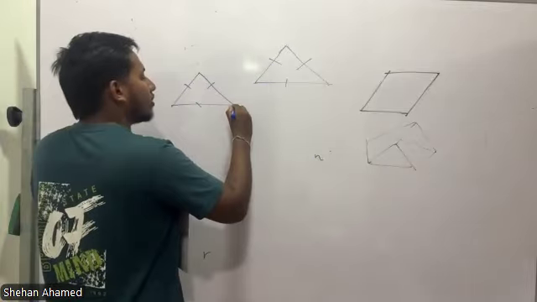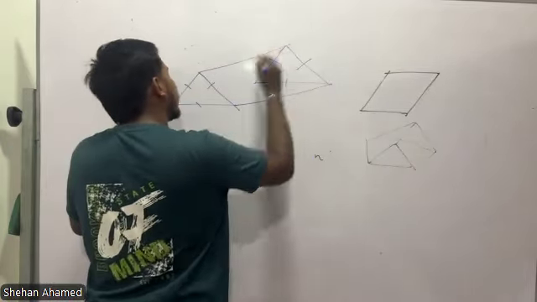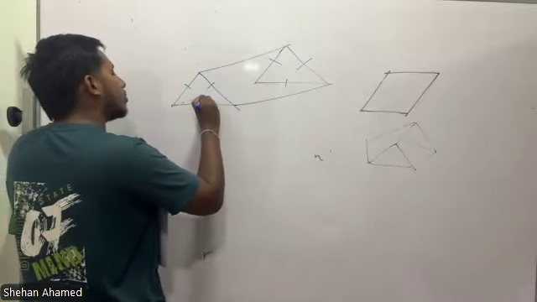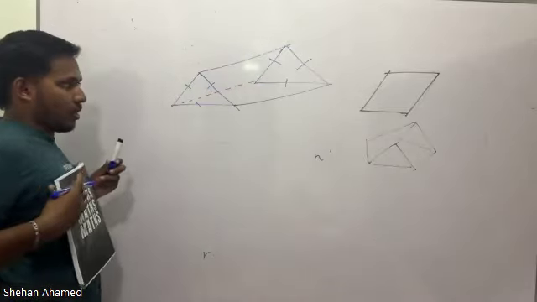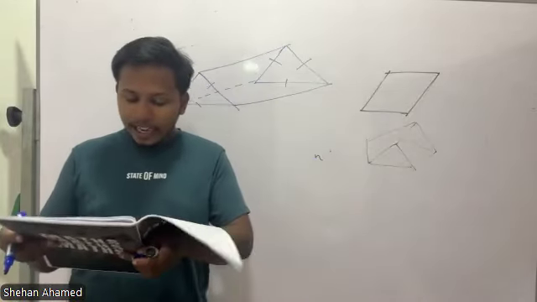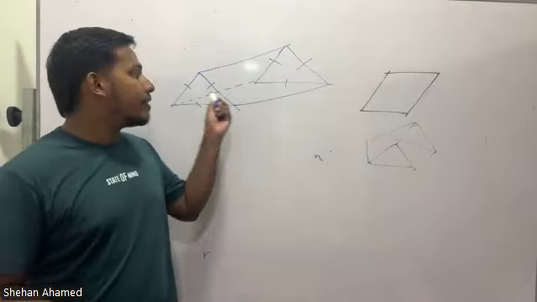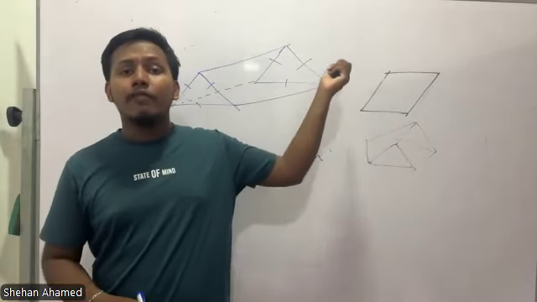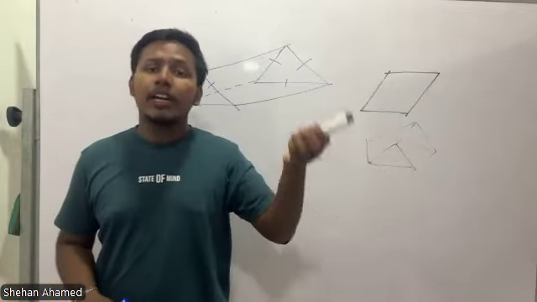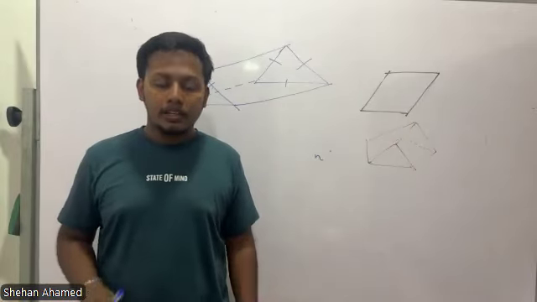This one should be joined with this. This one should be joined with this. And this one should be joined with this. Now, they're telling exactly two faces are equal in area. No. If it's an equilateral triangle, if all the three sides are equal, definitely the areas are also equal.